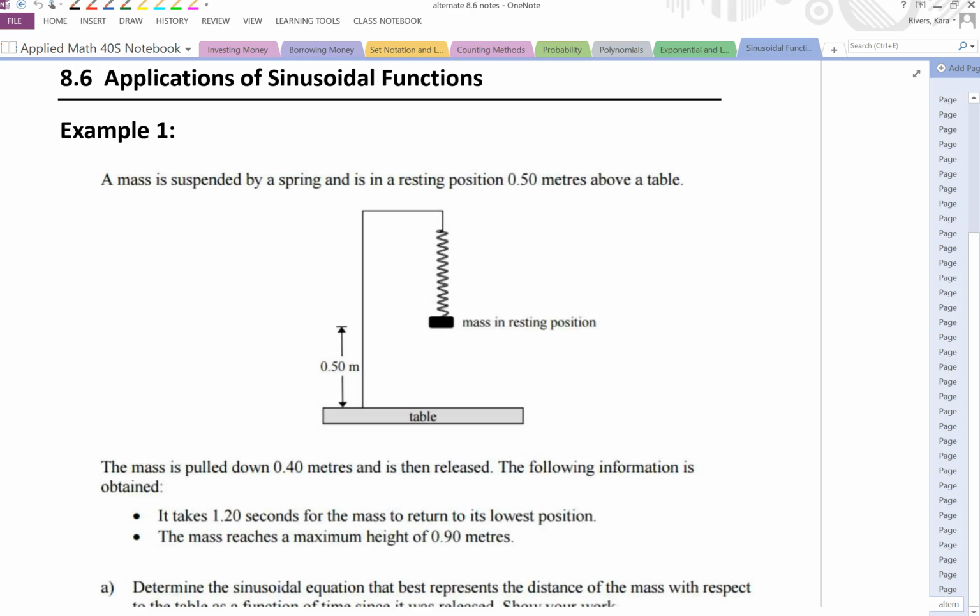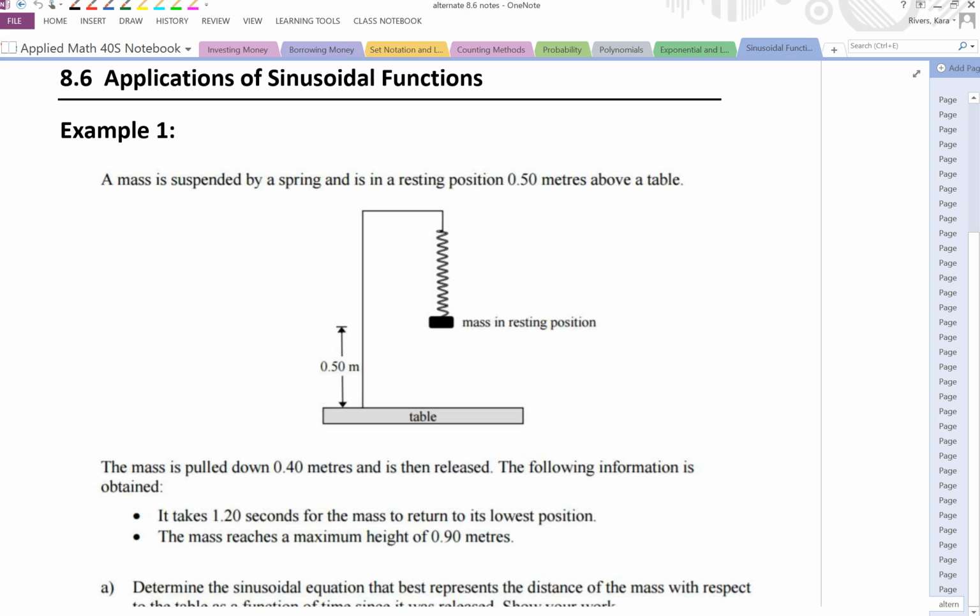In this lesson, we're going to look at applications of sinusoidal functions. When we're looking at these, we're now looking at a problem where we're given data, and we're going to have to come up with a data table and then use our graphing calculators to get the regression function to find any other information we're looking at. So let's take a look at this example here.